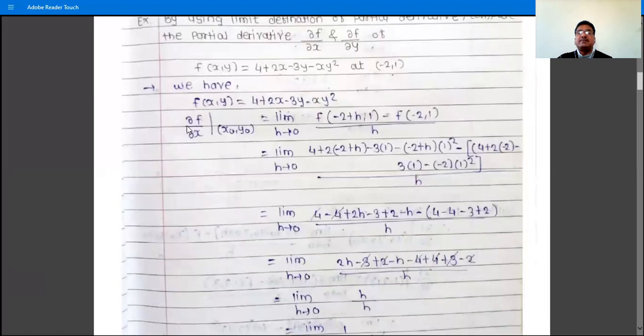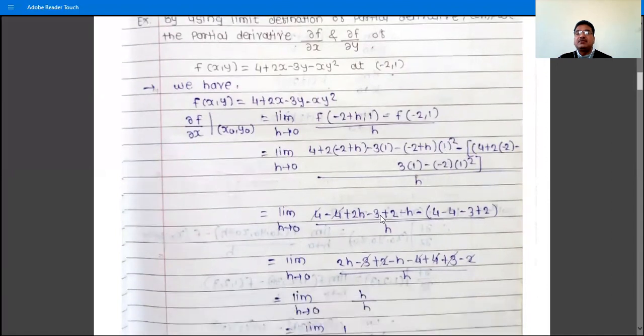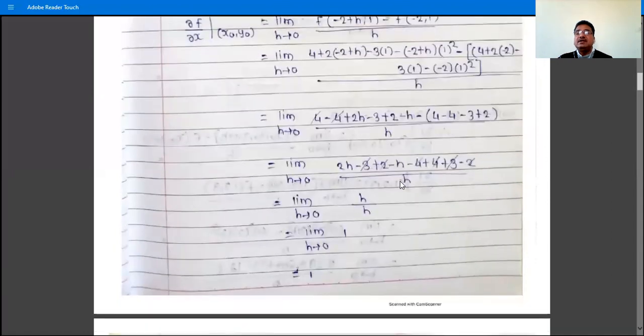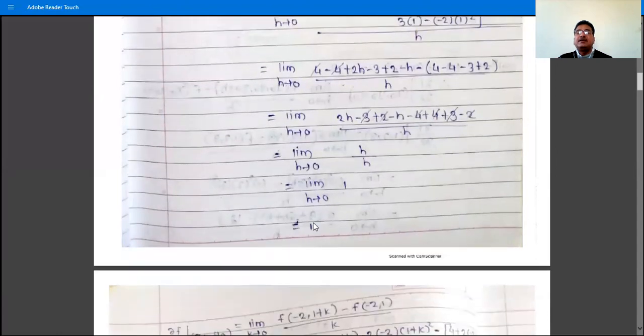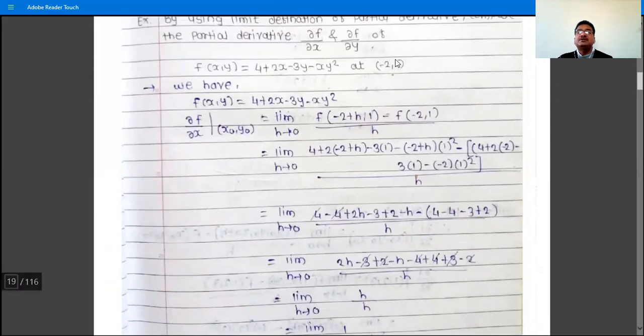So we have this is ∂f/∂x at (-2, 1), and then f(-2 + h, 1), this is f(x, y). That is how we can find the value of f(-2 + h, 1): substitute x as -2 plus h and y as 1. We have this. And how can we find f(-2, 1)? Substitute x as -2 and y as 1. We have this. After calculation, we have h by h, that is 1, and so the limit of 1 is 1. So this is the partial derivative with respect to x of this function at (-2, 1).